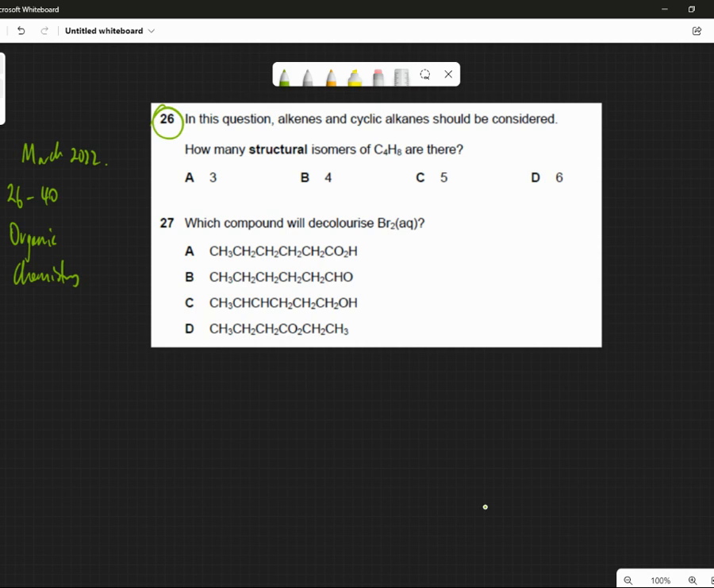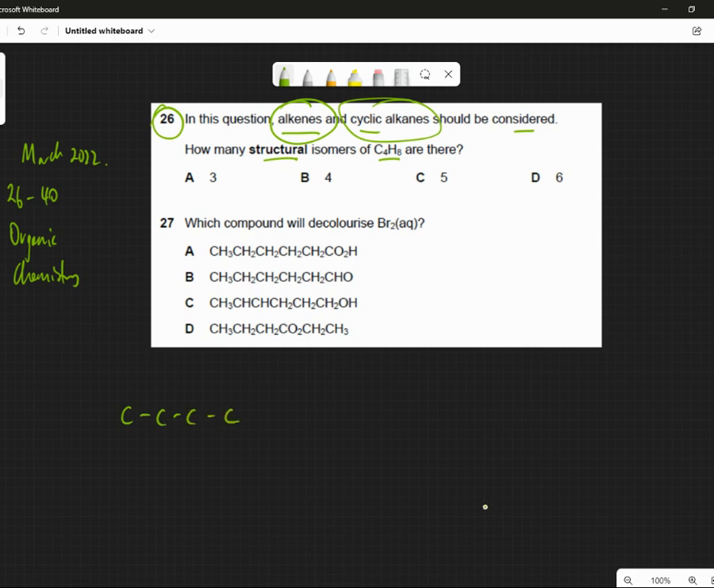In this question, alkenes and cyclic alkanes should be considered. How many structural isomers are there of C4H8? Oh my word, that's a hard one. Now, let's have a look.